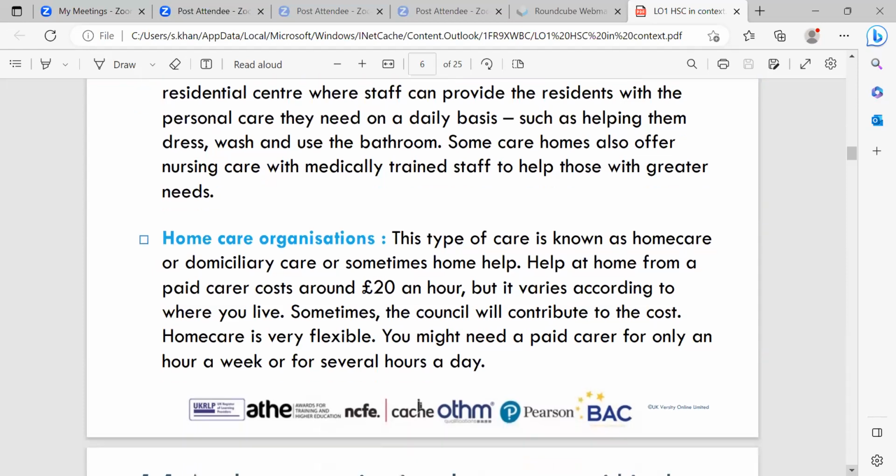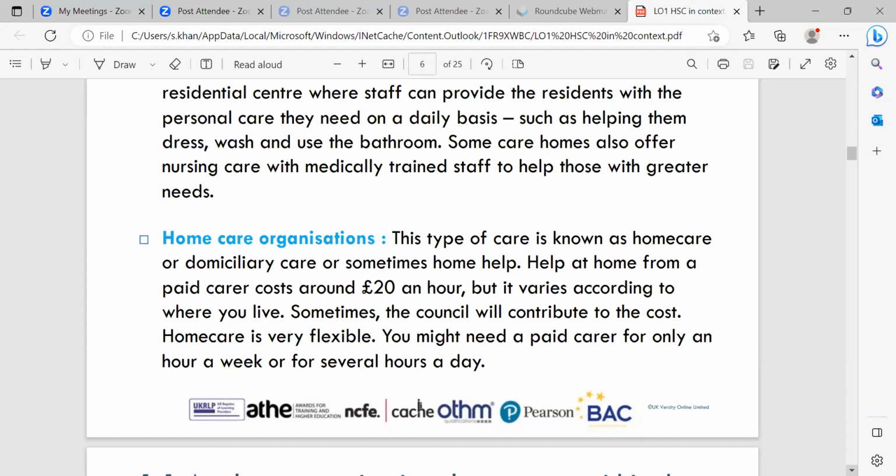Then we've got home care organisations. This type of care is known as home care or domiciliary care, or sometimes home help. Help at home from a paid carer costs around £20 an hour, but it varies according to where you live. Sometimes a council will contribute to the cost. Home care is very flexible. You can have a paid carer for only an hour a week or for several hours a day.